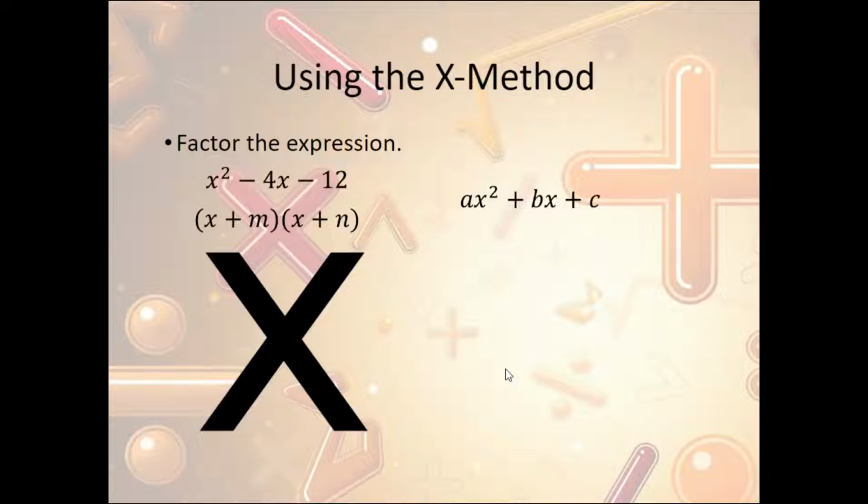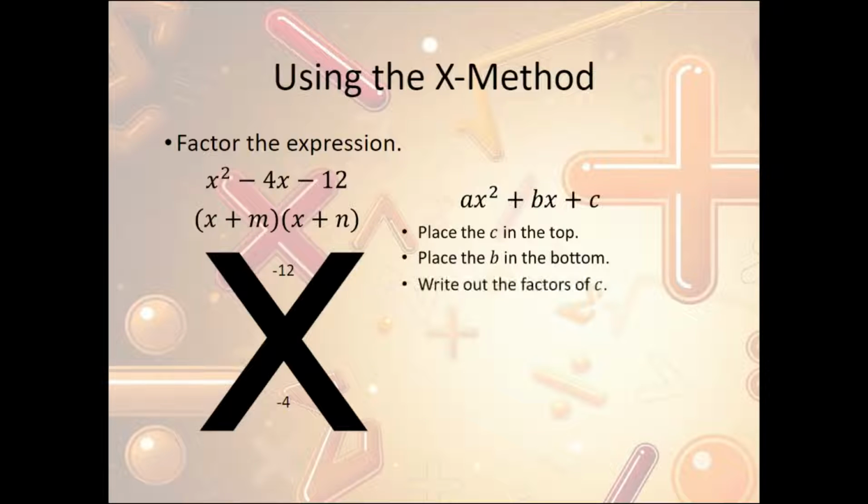One more example. We have x squared minus 4x minus 12. Well, I place c at the top, which is -12. I place b at the bottom, which is -4. Then I write out the factors of c. So what numbers multiply to get 12? Well, I got 1, 2, 3, 4, 6, and 12.